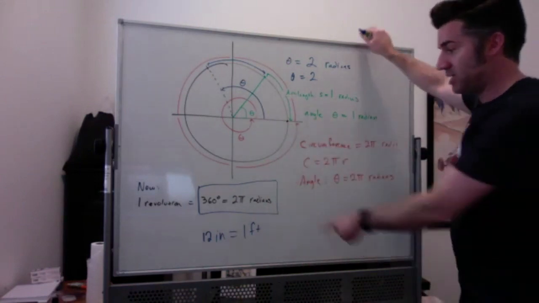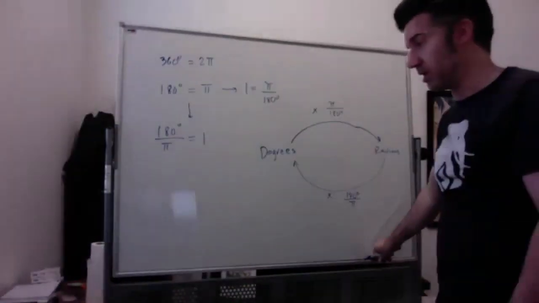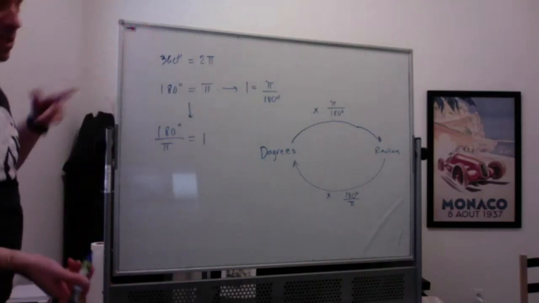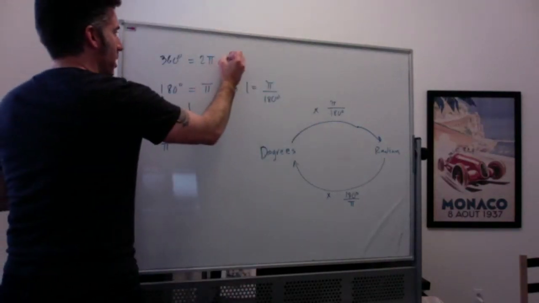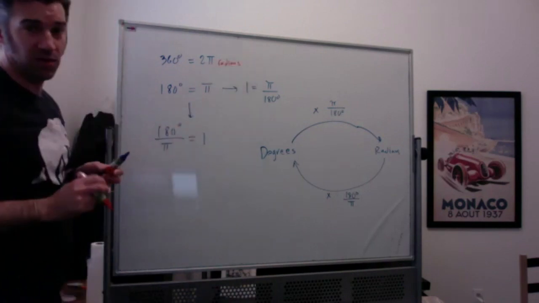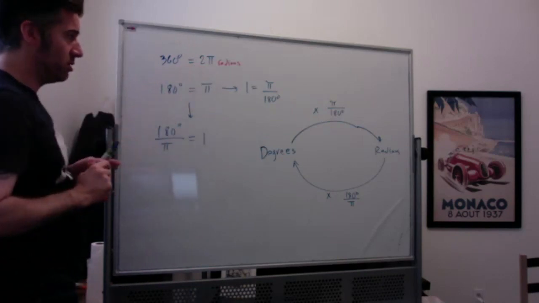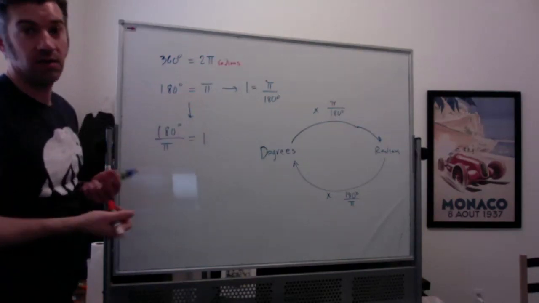Okay, but this is the idea that we're going to take with us to convert between degrees and radians. So typically, instead of saying 360 degrees is equal to 2 pi radians, although we're going to mostly not write the radians in, you can divide both sides by 2 and say that 180 degrees is equal to pi radians.